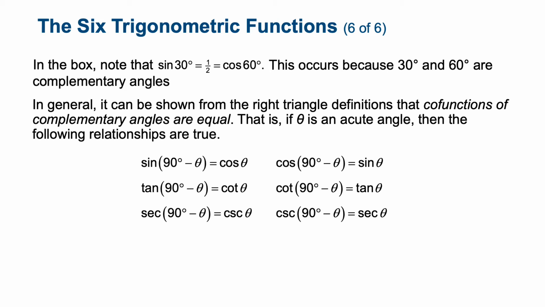Similarly for tangent and cotangent, let's say you had cotangent of 30, that would equal tangent of 60, and so on. Notice that they all have their corresponding cofunctions: sine and cosine, tangent and cotangent, secant and cosecant, and vice versa. So those are their cofunctions.